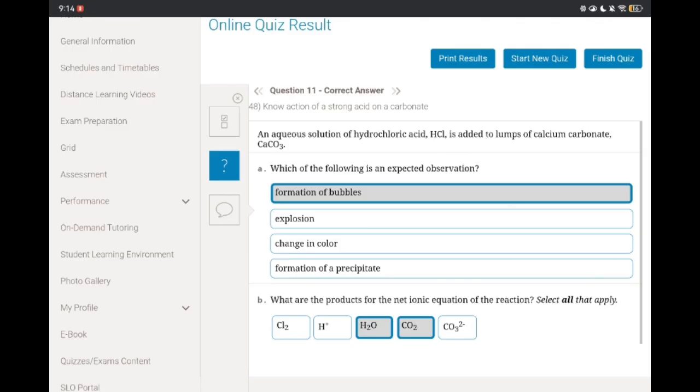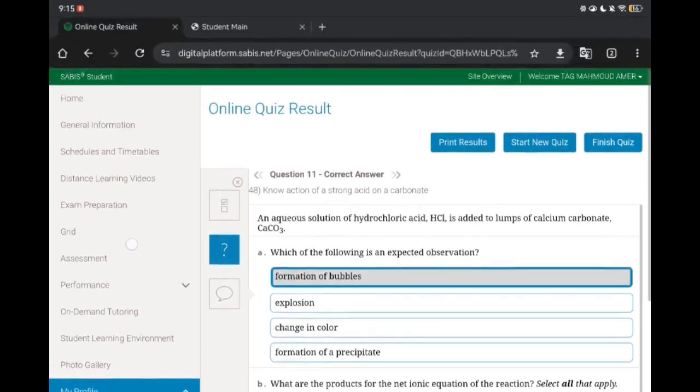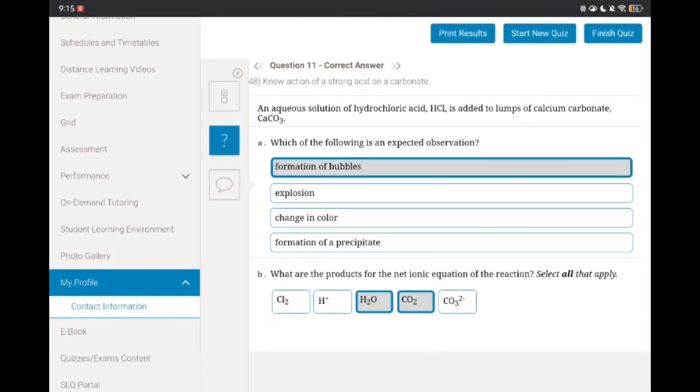An aqueous solution of hydrochloric acid is added to lumps of calcium carbonate. One of the formulas you should memorize for salt preparation is that an acid with a metal carbonate gives you 3 things: salt, water, and CO2 gas. So since CO2 gas is released, you should expect bubbles. There's nothing here that could give you an explosion because it's just salt, water and gas.